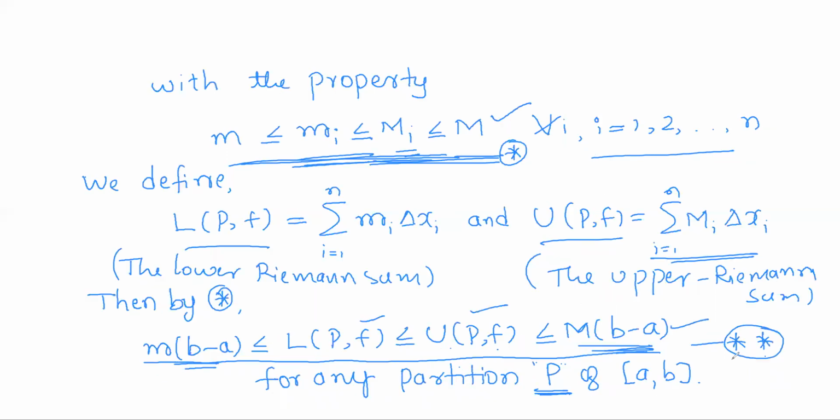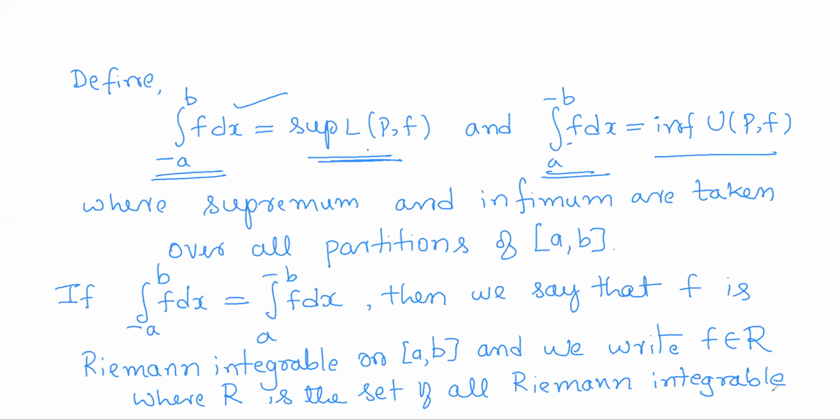And now, once again, if I refer to the double star, you observe that for any partition P, the upper Riemann sum is always bounded below by small m into (b minus a). That means if we collect all upper Riemann sums for various partitions P of [a, b], that set is bounded below by m into (b minus a). So it forms a non-empty set of real numbers bounded below. Hence its infimum exists, and that infimum is taken as the upper Riemann integral of f over the closed interval [a, b].